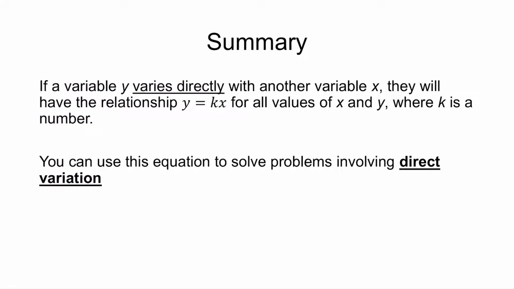So in summary, remember that if a variable y varies directly with another variable x, they will have the relationship y equals kx for all values of x and y, where k is a number. You can use this equation to solve problems involving direct variation.